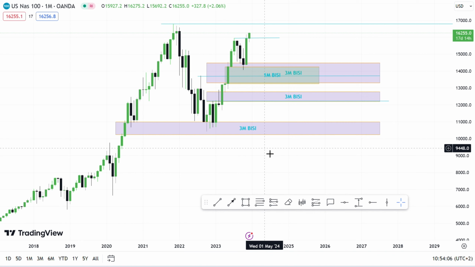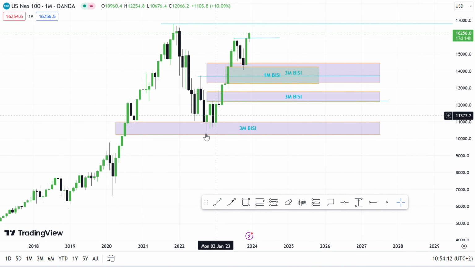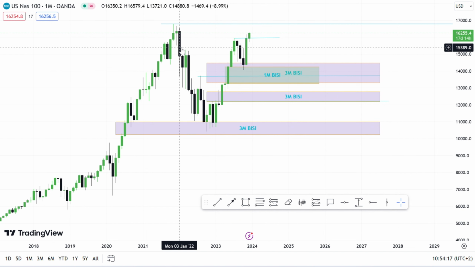So in this situation here, it also acted off BISI and went up. This is the 3-month one for this take profit, right? So let's move to the daily chart.